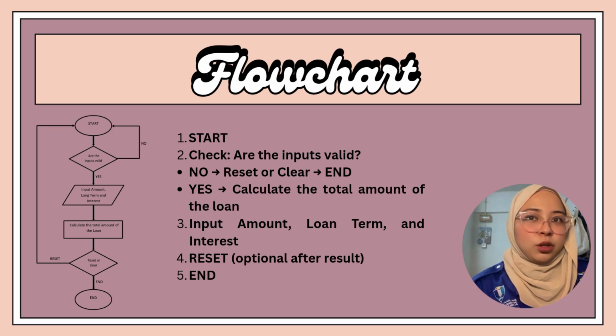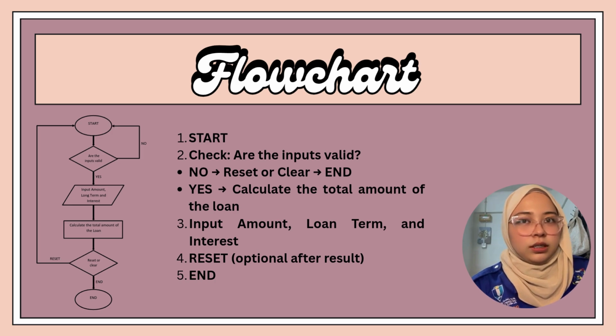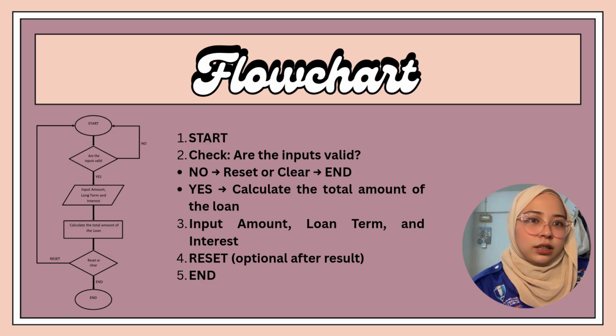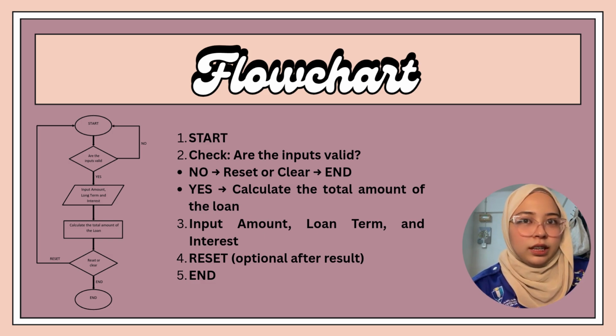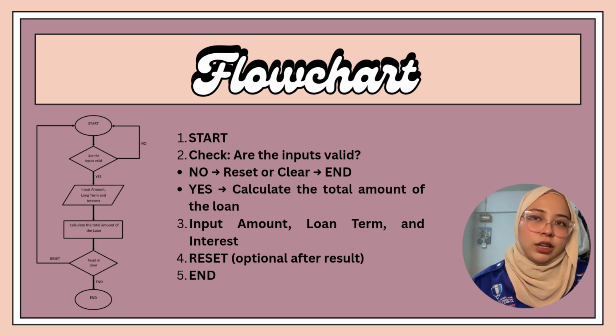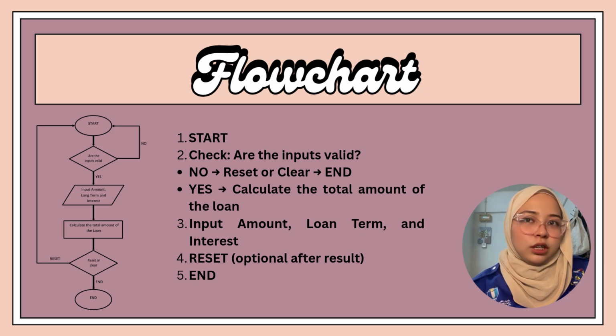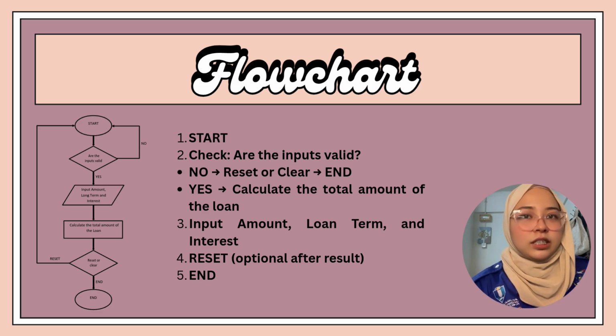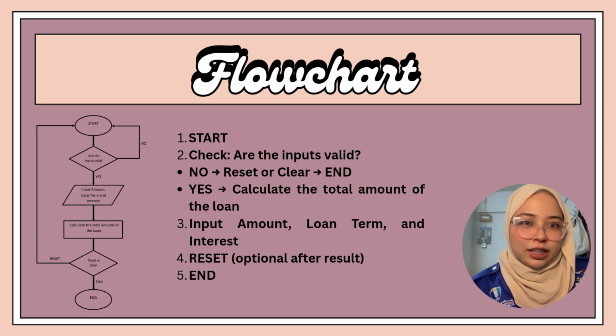If the answer is yes, the program continues to the next step, which is to calculate the total amount of the loan. This calculation is based on the amortization formula, and includes monthly payment, total interest, and overall repayment structure. Once the results are calculated, the user has the option to reset the input and try with a different value or simply choose to end the program. This flowchart ensures a logical, user-friendly process by guiding the user through input, validation, calculation, and result in a clear and structured manner.